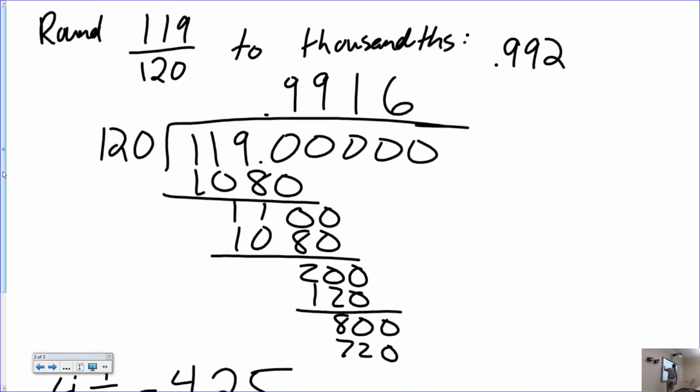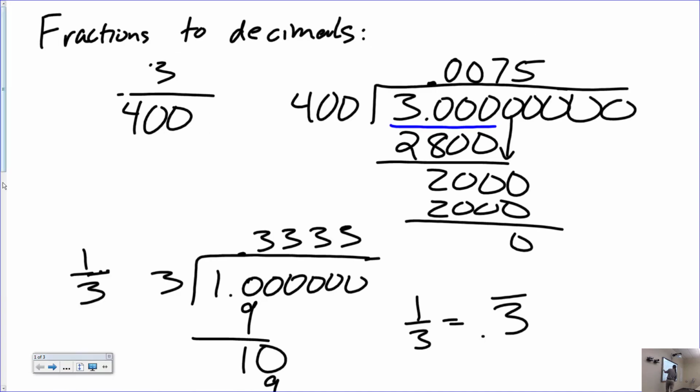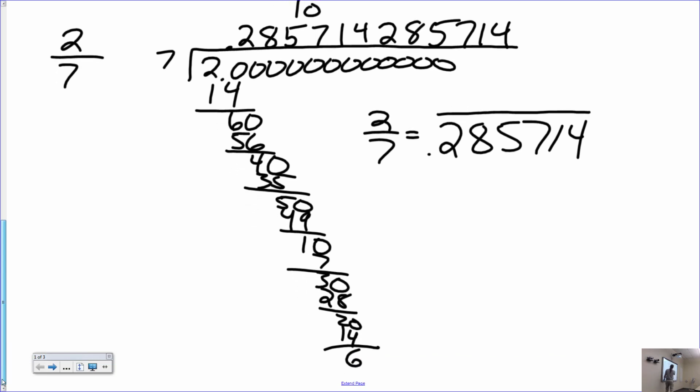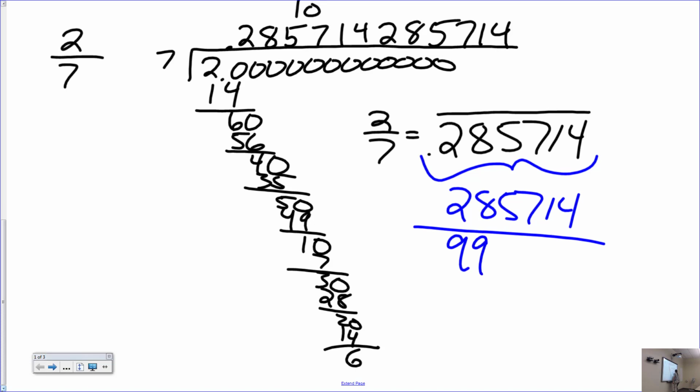And so, what we can do is go back. Where did our 2 sevens go? Two sevens. Notice what it is: 285714, all repeating. Technically, what is this written as a fraction, now that you know what the pattern is? 999,999. Yeah, it's 285714 all over 999999. And guess what that fraction simplifies to? 2 sevens.